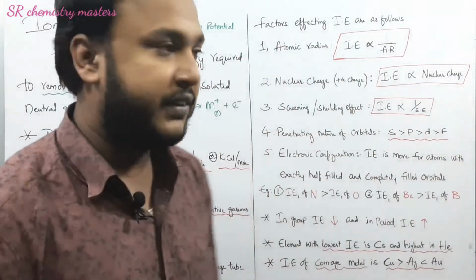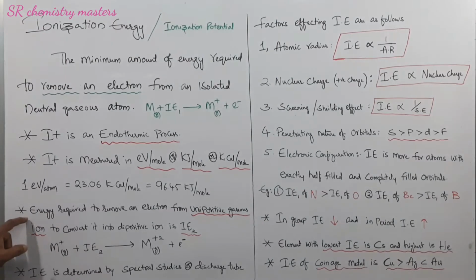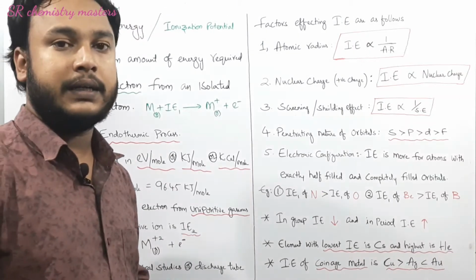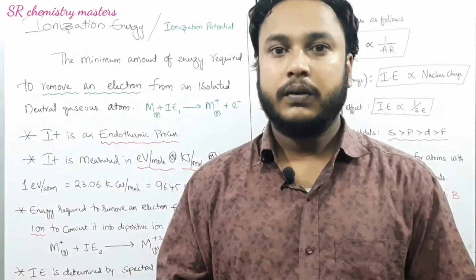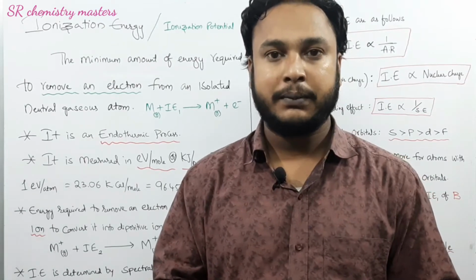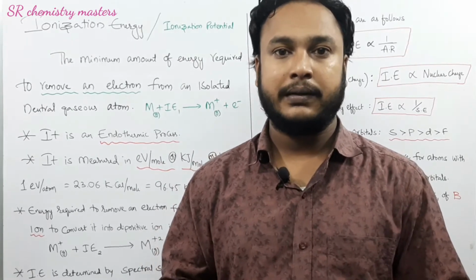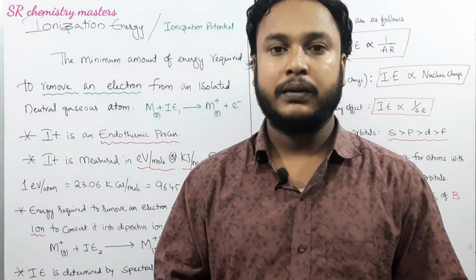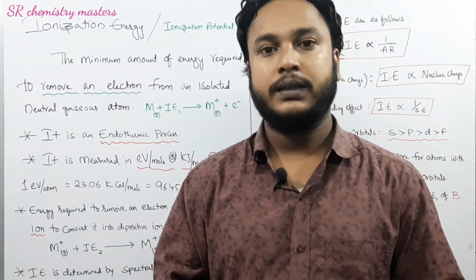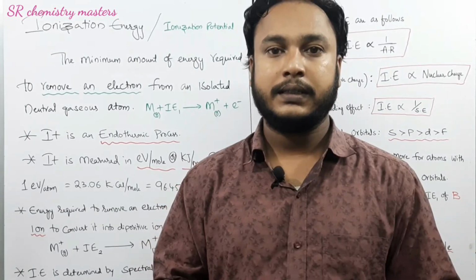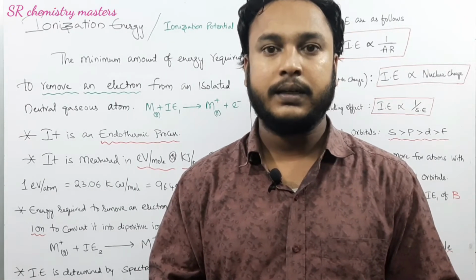Let us see the definition for second ionization energy or ionization potential. Energy required to remove an electron from the unipositive gaseous ion to convert it into a dipositive ion is called second ionization energy. When we remove the first electron from the atom, it gets converted into a unipositive ion, and from that unipositive ion we are going to remove the second electron. In order to remove the second electron, we supply a certain amount of energy to the unipositive ion. That energy is considered as ionization energy, that too second ionization energy.